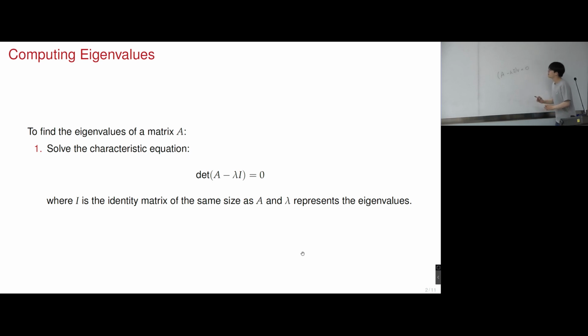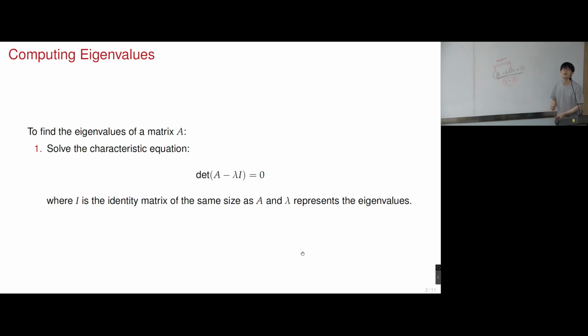In order to find lambda and V, we remember that V must be non-zero. And in this equation, we can think of this part as also a matrix, right? A minus lambda I is a matrix. Suppose that this matrix has an inverse, then what happens? If it has an inverse, you can multiply the inverse on each side, and what you get is V is 0.